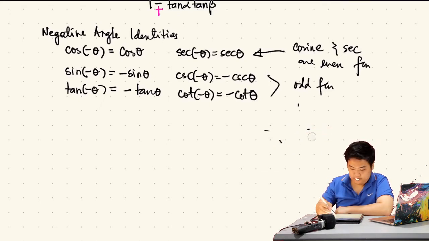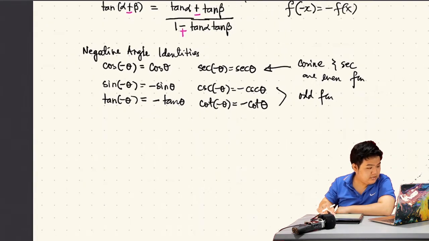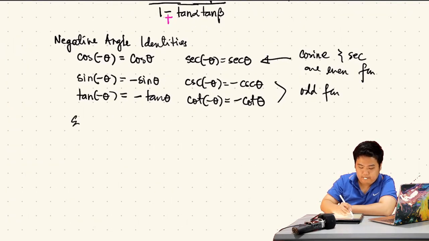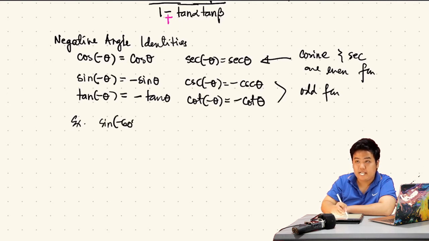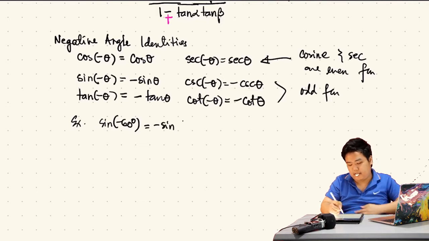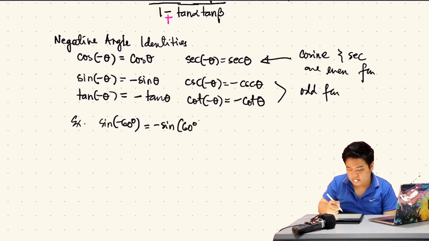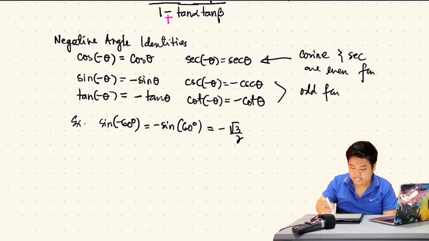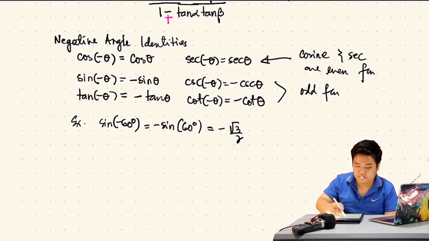So, let's see. Example na ba agad? Actually, super dali lang na example dito, pampaano lang, and pampadali ng computation actually. What is sine negative 60 degrees? Uy, may negative. Pwede ko i-pull out sa labas. What is sine 60 degrees? That is square root of 3 over 2. So, sine negative 60 degrees is negative square root of 3 over 2.